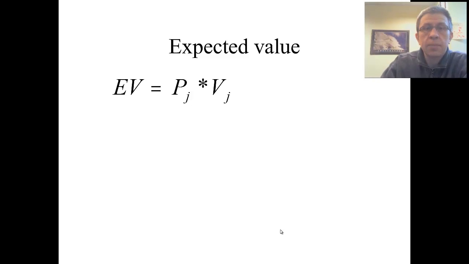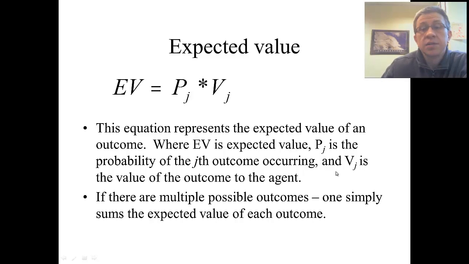Mathematically, right, the probability event J occurs multiplied by the value associated with event J. That's how we would write this out mathematically. So the probability of the Jth outcome occurring and the value from that particular outcome. If there are multiple possible outcomes, all you do is sum the expected value from each outcome. Right, going to work has some particular outcome, going to some particular sales job, but perhaps there's some other event, some other outcome, some other event that could happen. You could look at that as well.